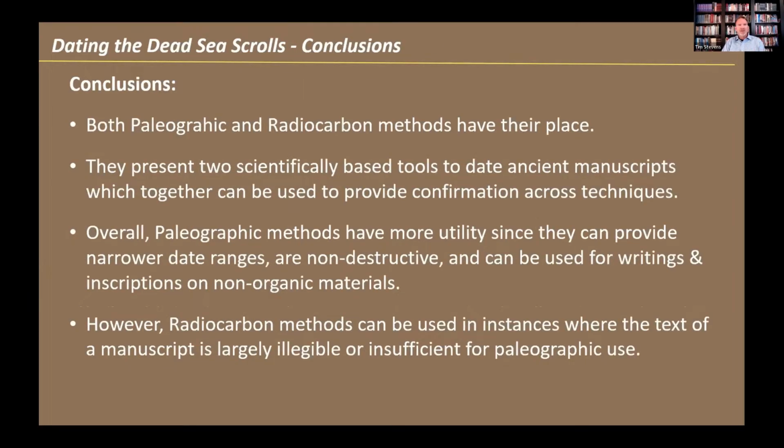So conclusions overall. Both paleographic and radiocarbon methods have their place. They represent two scientifically based tools to date ancient manuscripts, which together can be used to provide confirmation across techniques. Overall, paleographic methods have more utility since they can provide narrower date ranges, they're non-destructive, and they can be used for writings and inscriptions on non-organic material. However, radiocarbon methods can be used in instances where the text of a manuscript is largely illegible or it's insufficient for paleographic use.